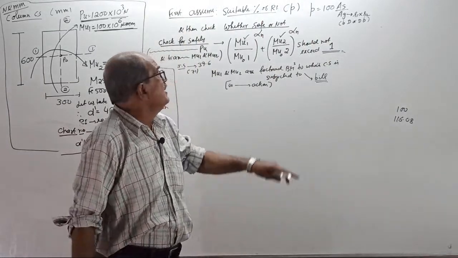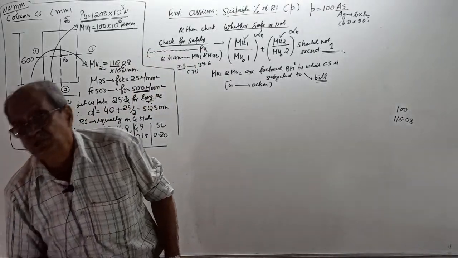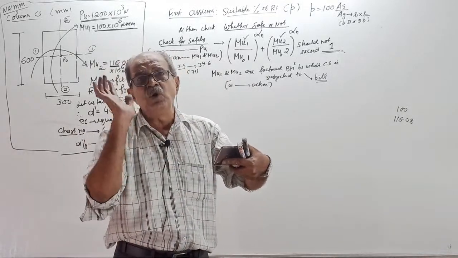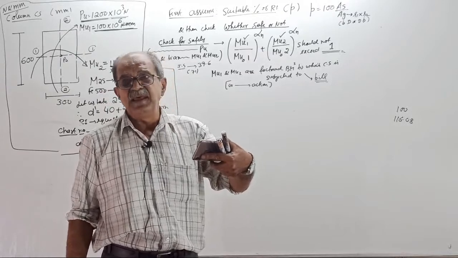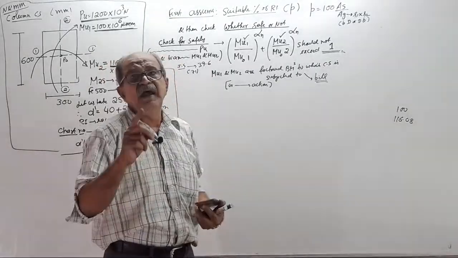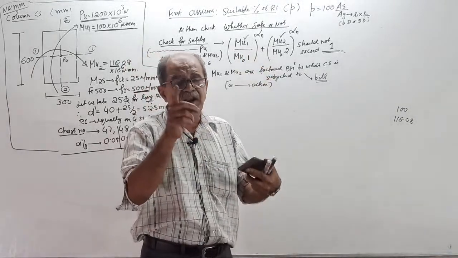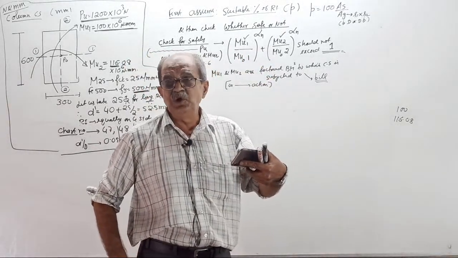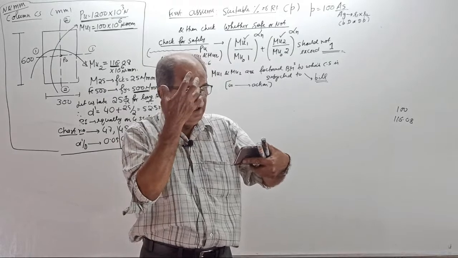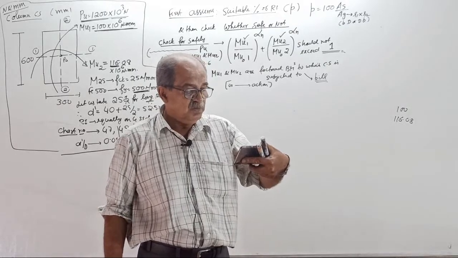Tell me. You want numerator more or denominator more? Common sense. You want denominator more. So that's why the ratio should not come. When the denominator is more, the ratio should not come more than 1.